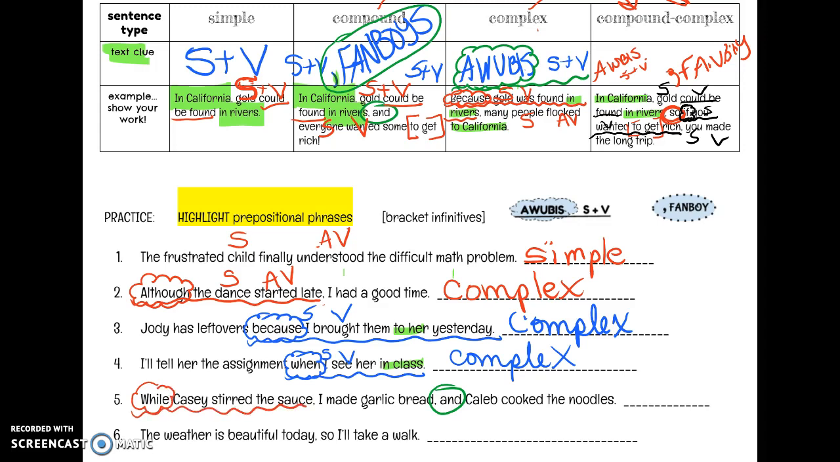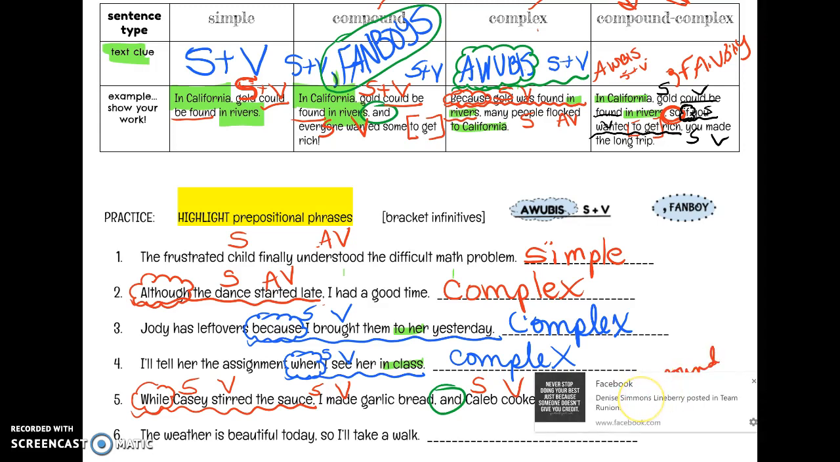While Casey stirred the sauce, Casey's a subject, stirred the sauce. I could get rid of that and I'd be left with "I made garlic bread, and Caleb cooked the noodles." I am the subject. What did I do? I made. On the other side of the comma and, I see Caleb is the subject. What did Caleb do? He cooked. So I have a compound and a complex sentence.